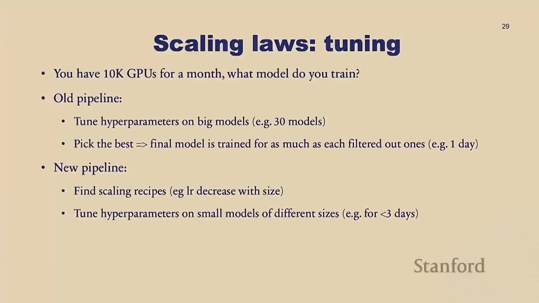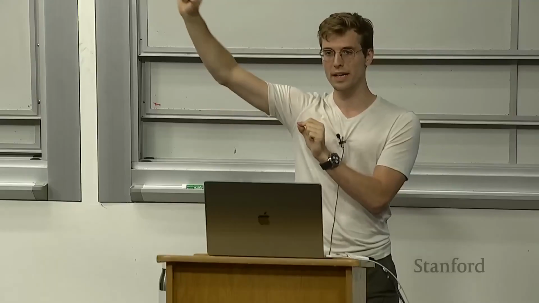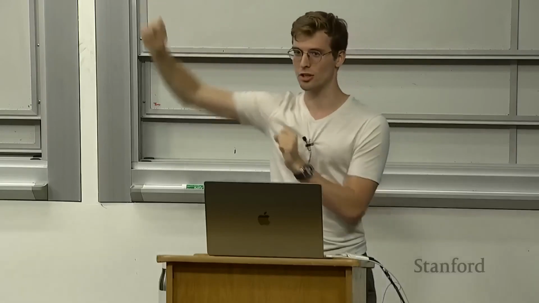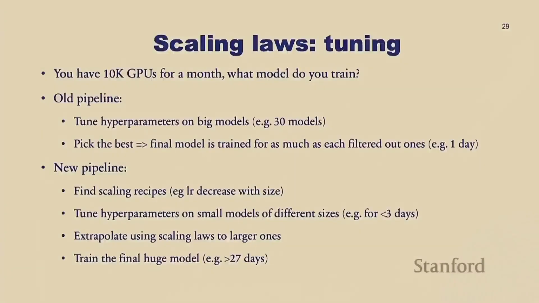Then you tune your hyperparameters on smaller models of different sizes. Let's say for 3 days of my 30 days, I will train many different models and do hyperparameter tuning on these small models, each of different sizes. Then I will fit a scaling law and try to extrapolate from these smaller models which one will be the best if I train it for much longer, for a larger model. And then I will train the final huge model for 27 days instead of just 1 day.